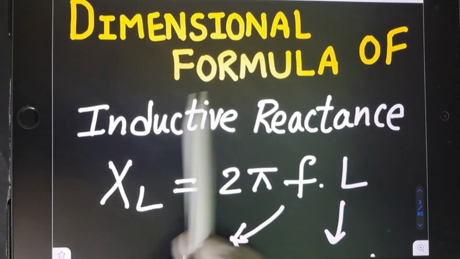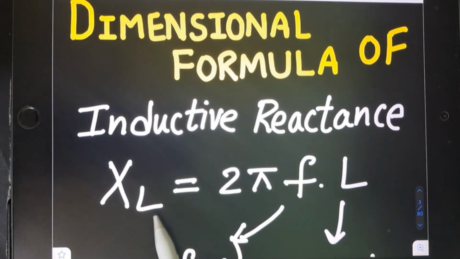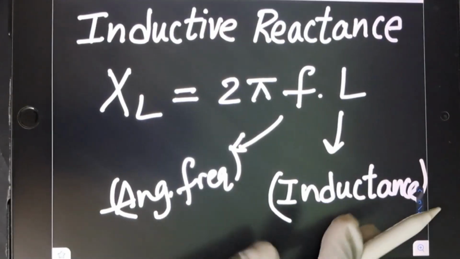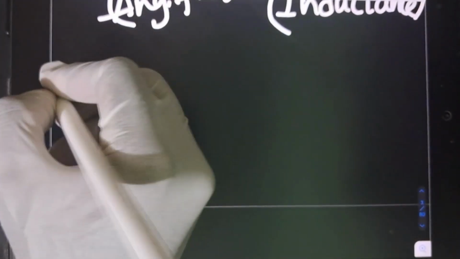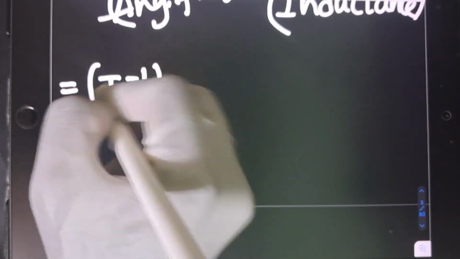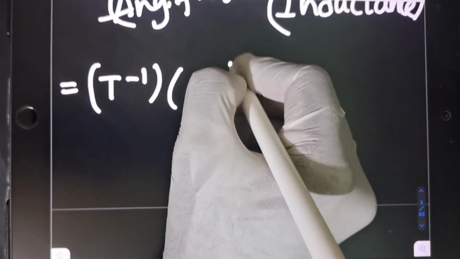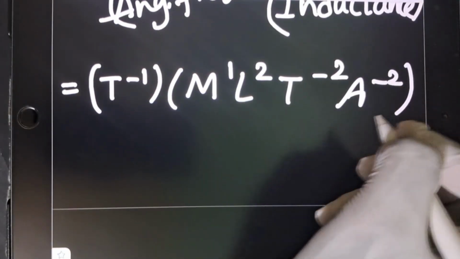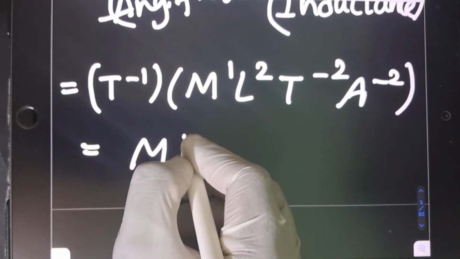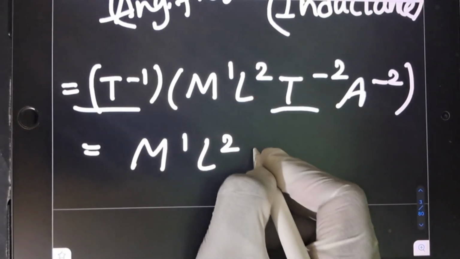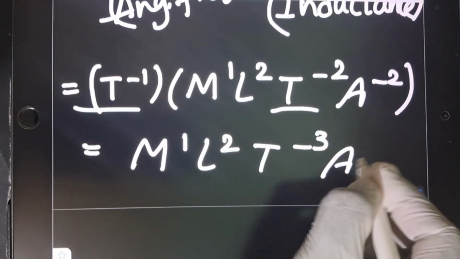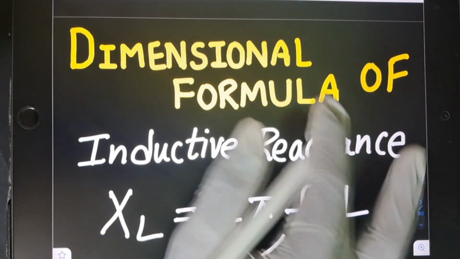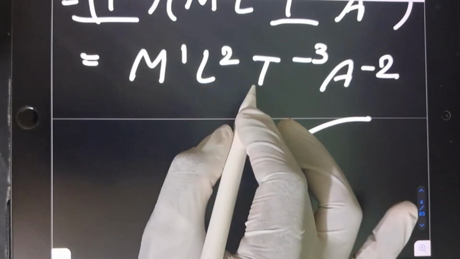To find the dimensional formula of inductive reactance, XL is equal to 2 pi F into L. Here F represents frequency, L represents inductance. The angular frequency dimensional formula is T power minus 1, where inductance is M power 1, L power 2, T power minus 2, A power minus 2. So we get M power 1, L power 2, T power minus 3 and A power minus 2. This is the inductive reactance dimensional formula. M power 1, L power 2, T power minus 3, A power minus 2.